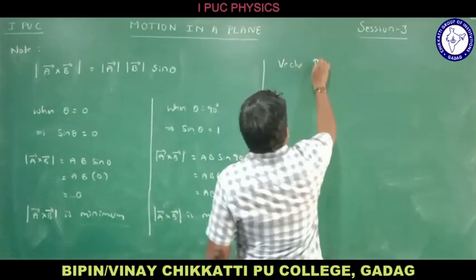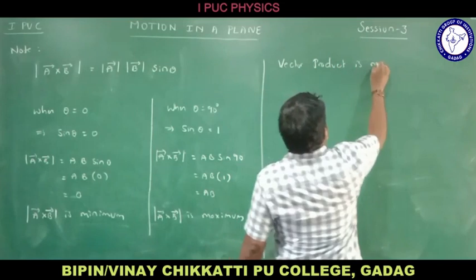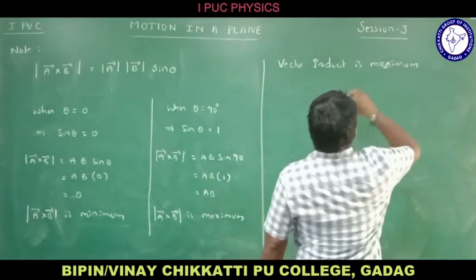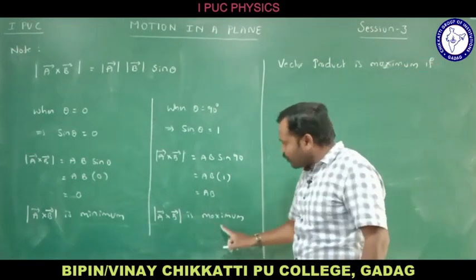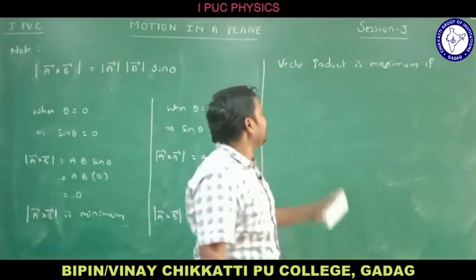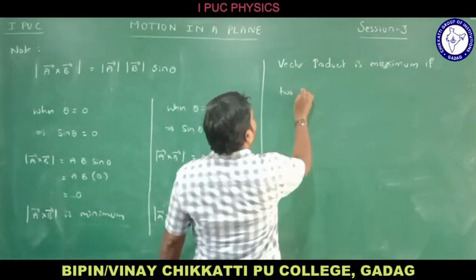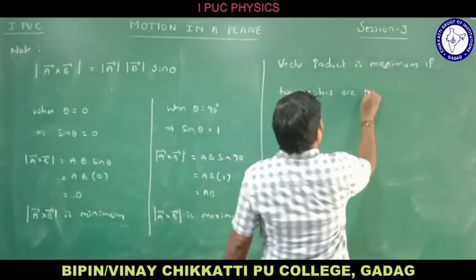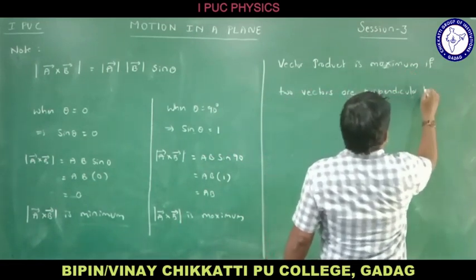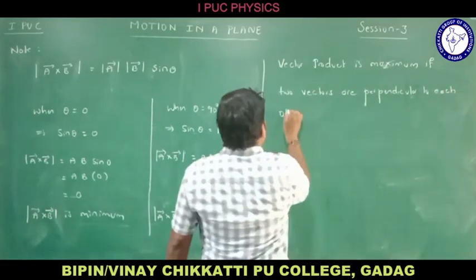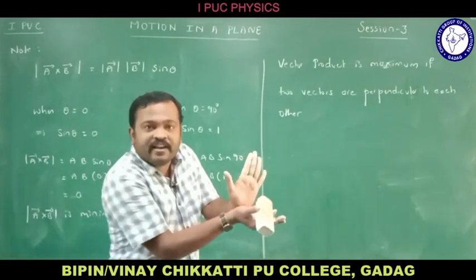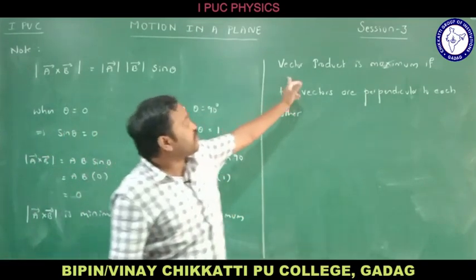Vector product is minimum. Let me take it now here. Vector product is first, let me write maximum. When is vector product maximum? If theta is equal to 90 degree. What is theta? Angle between A and B, right? Vector product is maximum if two vectors are perpendicular to each other. Perpendicular to each other means we know it is maximum when theta equal to 90 degree. Theta is the angle between A and B. If the angle between A and B is 90 degree, then vector product is maximum.